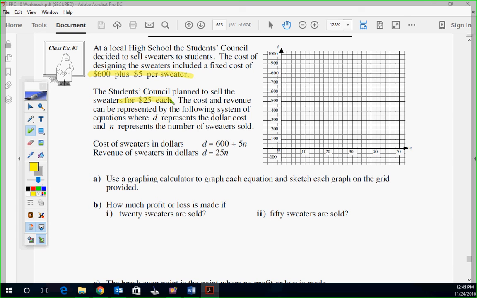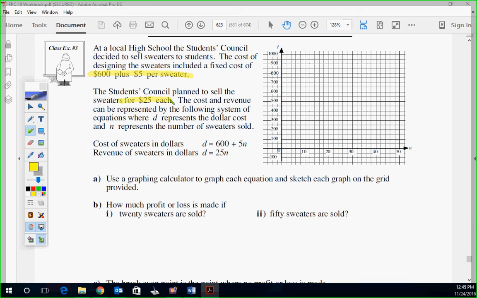They were going to have a fixed cost. Oh, I see. So that's fixed cost, okay. And they're represented by the following system of equations. Gotcha. So cost of sweaters is here. Revenue in sweaters is there. So what does revenue mean? Do you guys know in terms of business model?